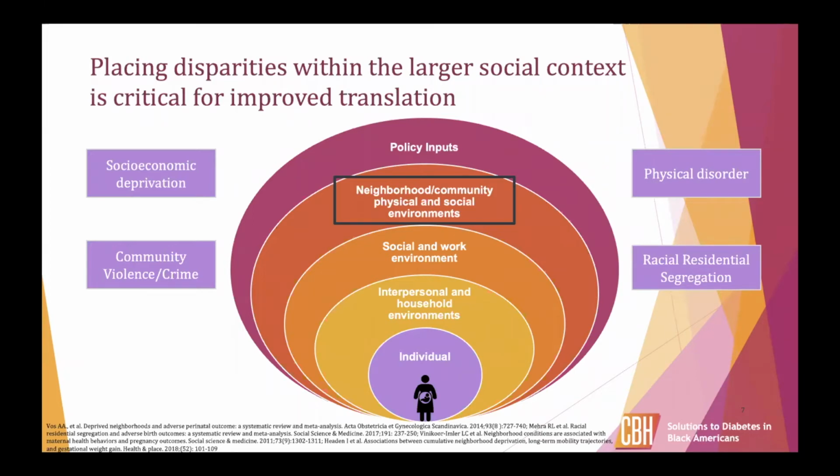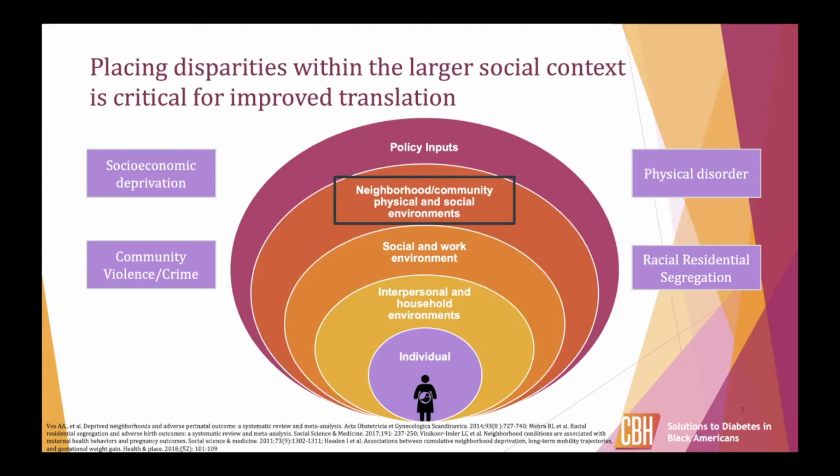And so there's been a robust body of literature that's outlined direct associations between neighborhood contexts and maternal health outcomes such as gestational weight gain and maternal obesity. This body of literature has shown pretty consistent, although somewhat moderate, associations between socioeconomic deprivation, community violence and crime, physical disorder, as well as racial residential segregation, all independently related, outside of individual characteristics, to these outcomes such as gestational weight gain, maternal obesity, and hypertensive disorders during pregnancy.